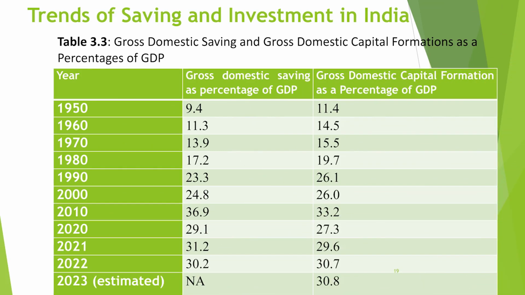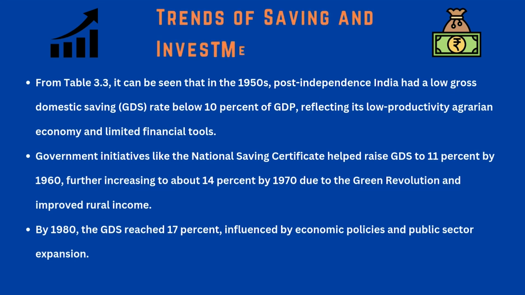So here in table 2.3, you can see gross domestic saving and gross domestic capital formation as a percentage of GDP for the years 1950 to 2023. From table 2.3, it can be seen that in the 1950s, post-independence India had a low gross domestic saving, GDS, rate below 10% of GDP, reflecting its low productivity agrarian economy and limited financial tools. Government initiatives like the National Savings Certificate helped raise GDS to 11% by 1960, further increasing it to 14% by 1970 due to the Green Revolution and improved rural income.